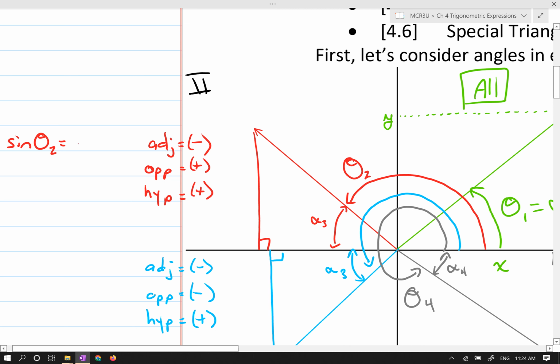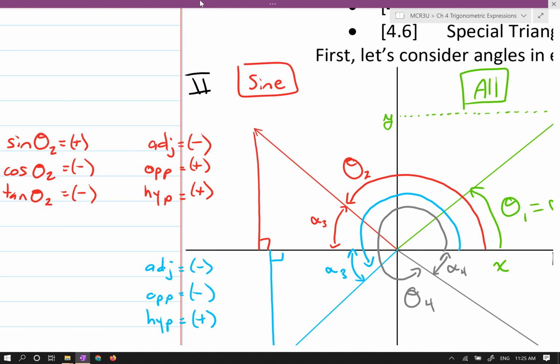That's a positive divided by a positive, so we're working with a positive ratio. Now, the cosine of theta 2 is going to be my adjacent side divided by my hypotenuse. That's a negative divided by a positive, and that will end up with a negative ratio. All right, my tangent of theta 2 is going to be my opposite side, a positive, divided by my adjacent side, which is a negative. So positive divided by a negative will always, always, always result in a negative value. So that means the only ratio that's positive in quadrant 2 is my sine ratio.